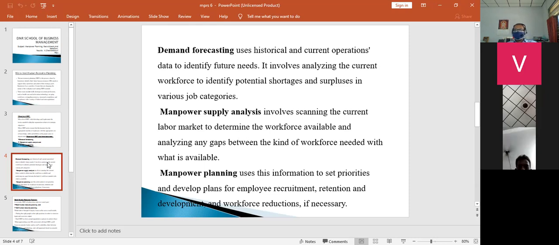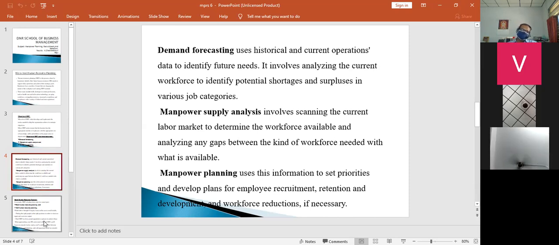Next, manpower planning. Manpower planning gives us this information to set priorities and develop plans for employee recruitment, retention and development, and workforce reductions if necessary. So manpower planning is nothing but the required number of persons to perform the operations. This uses certain information to set priorities and develop plans for employee recruitment. Right? So whom to recruit, how to recruit, and what experience needs to be considered before recruiting and all.